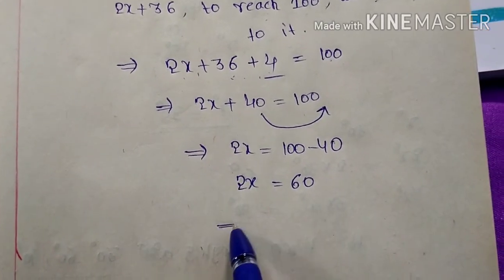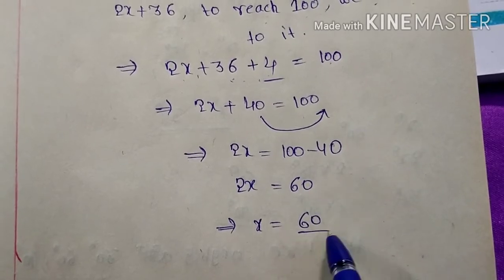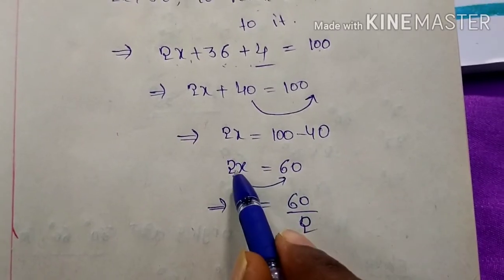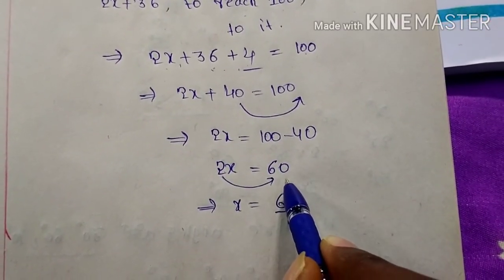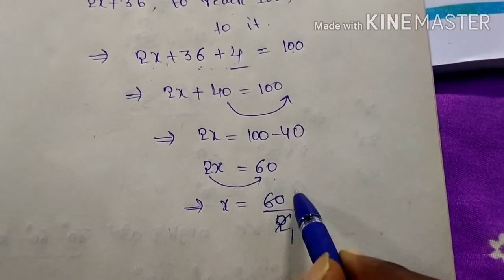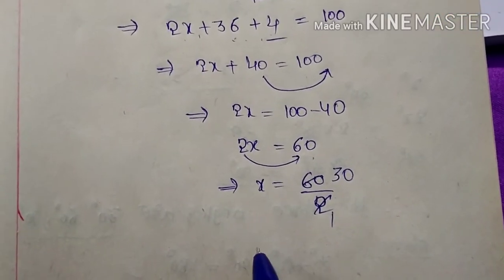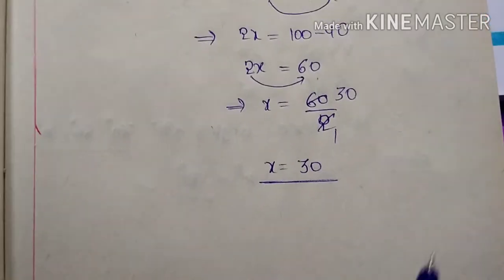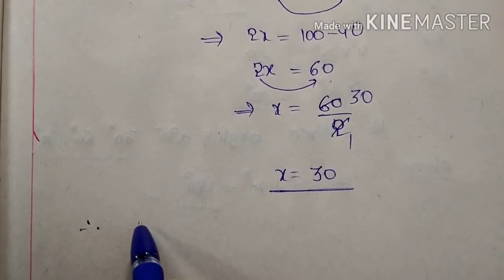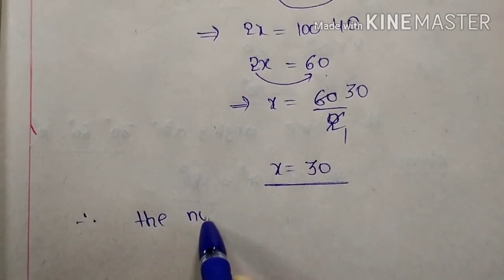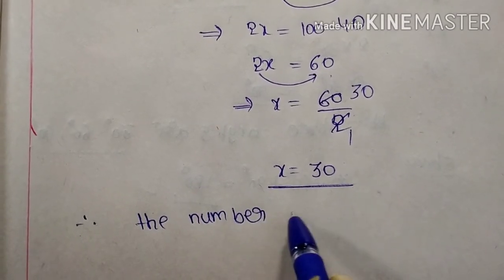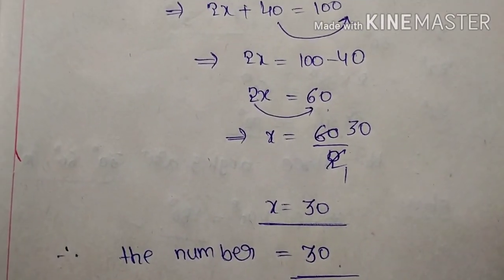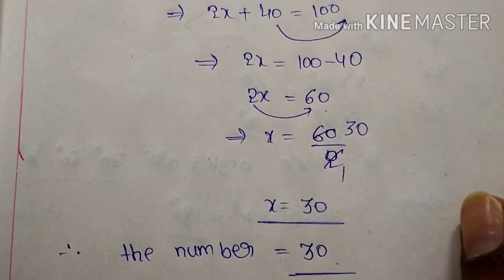2x is equal to 60 implies x is equal to here 60 by 2. You can transpose 2 to RHS, it will divide 60. Yes or no? If it is 2 times, if I am transposing 2 to RHS, it will divide 60. 2 ones are 2, 2 threes are 6, here 30. x is equal to here 30. The number is how much here? 30. In the brackets you can write here, therefore the number is equal to here 30. In the question what they are asking, just find the number. I am a number, tell me my identity.